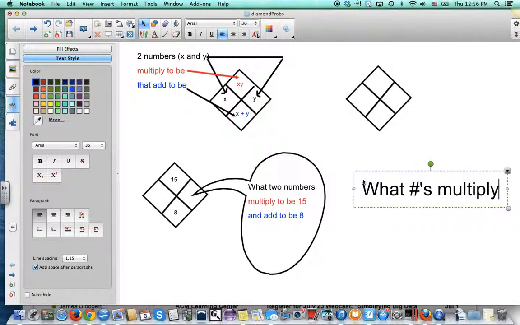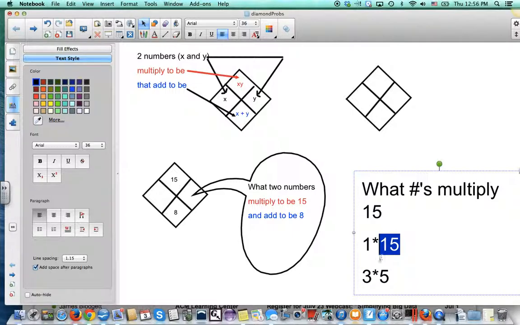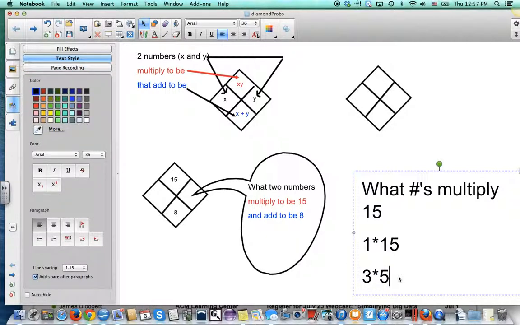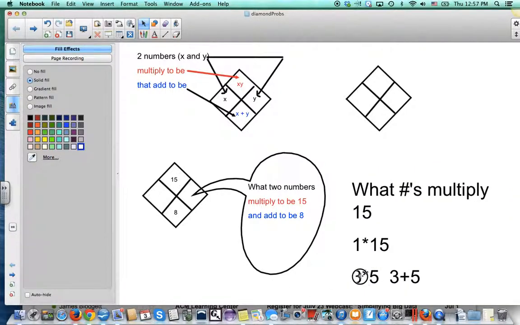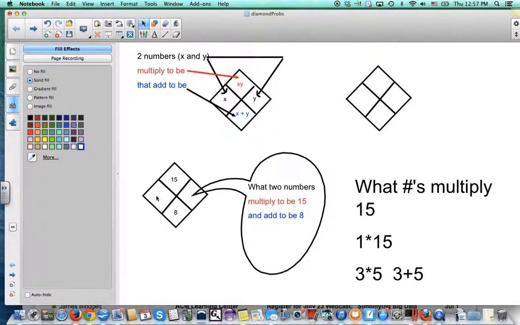So sometimes you can list those. 1 times 15, 3 times 5, and so on, until you come up with ones with a combination, like 1 and 15, that's a combination, or 3 and 5, that is 8 when you add them together. And notice that 3 times 5 is 15, but 3 plus 5 is 8. And so the numbers that would go here are 3 and 5.